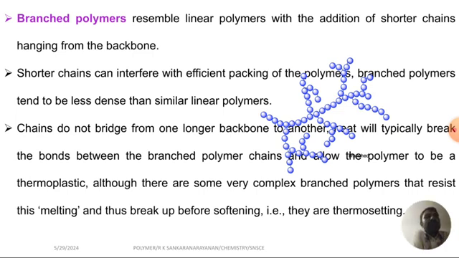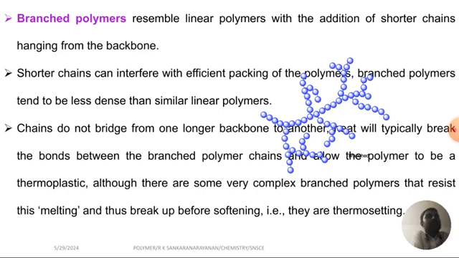Shorter chains interfere with the efficient packing of polymer chains, so they tend to be less dense. It's similar to a linear polymer, which also will be less dense. And chains do not bridge from one longer backbone to another. That will typically break the bonds between branched polymer chains.